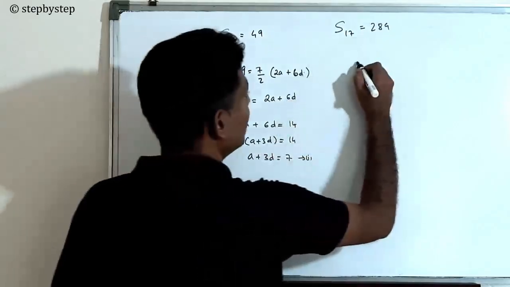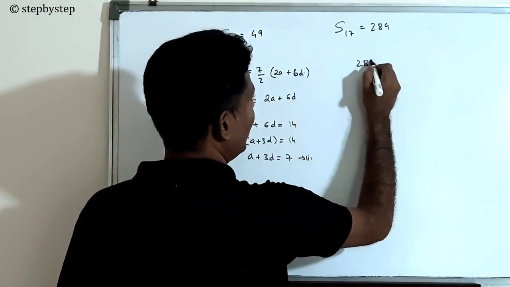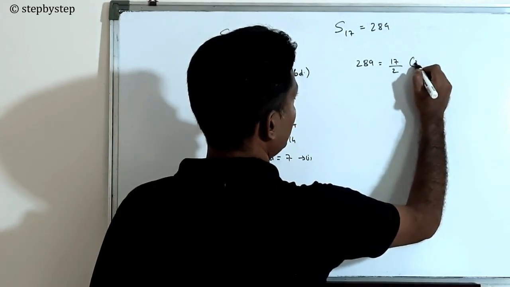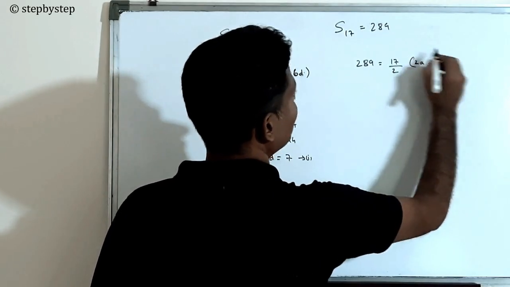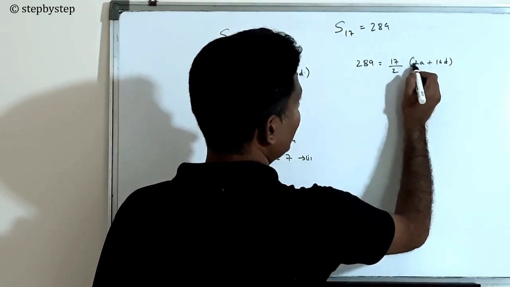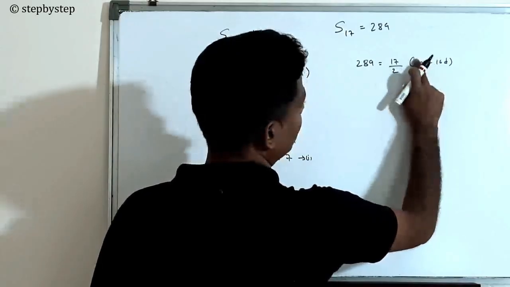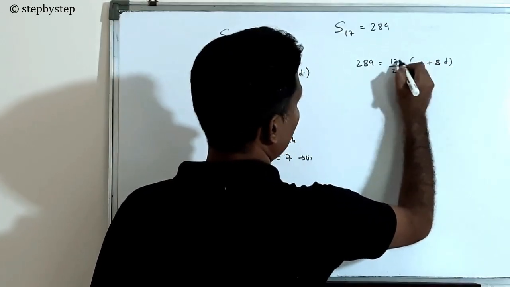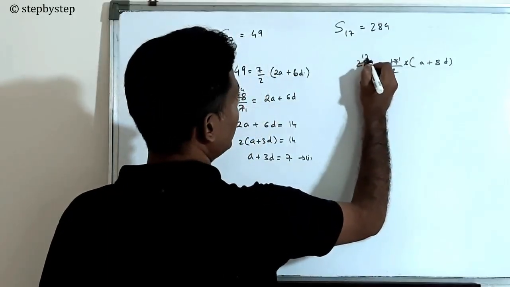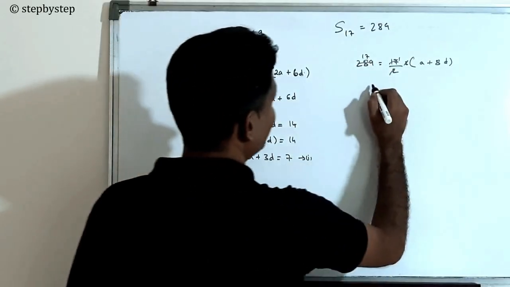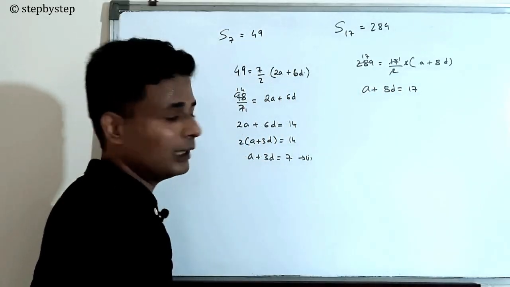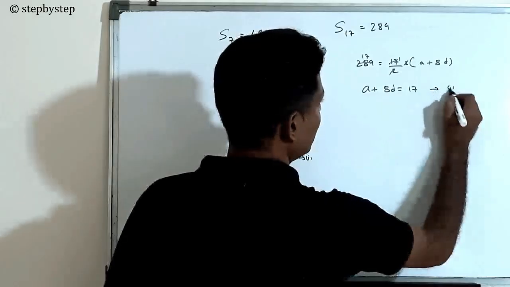Now, S of 17 is 289. So 289 equal to 17 by 2 into (2A plus (n minus 1), that is 17 minus 1, 16D). Now again I can take 2 common here itself. So it will become A plus 8D, and 2 and 2 cancel. 17 seventeens are 289. So I get A plus 8D equal to 17. This is our second equation.